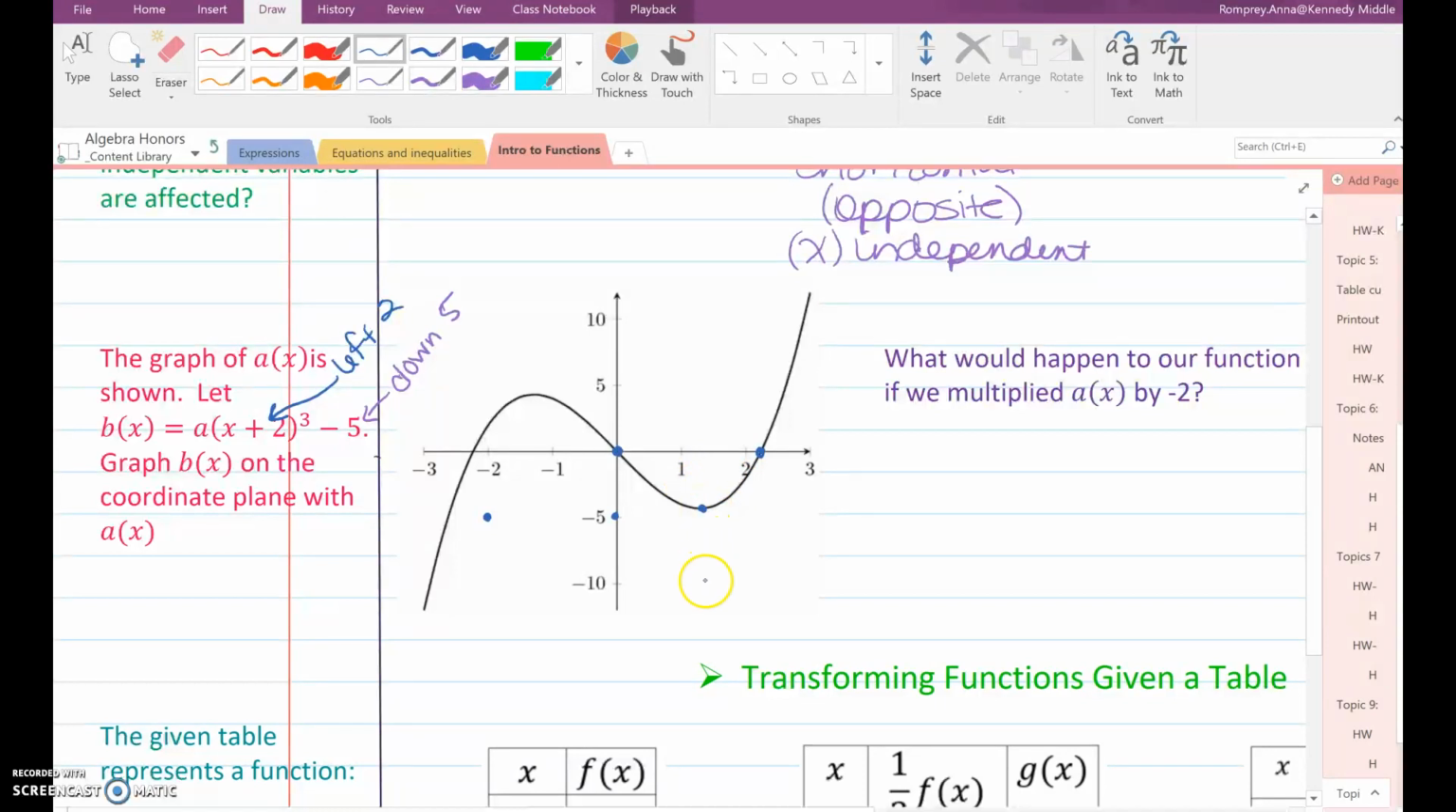I'm just sketching. This does not have to be perfect. So I'm going to move it down 5. I think it's a little bit above negative 5. So I'm going to go a little bit above negative 10 and left 2, which is going to leave me a little bit to the right of negative 1. So all I'm doing is sketching my function.